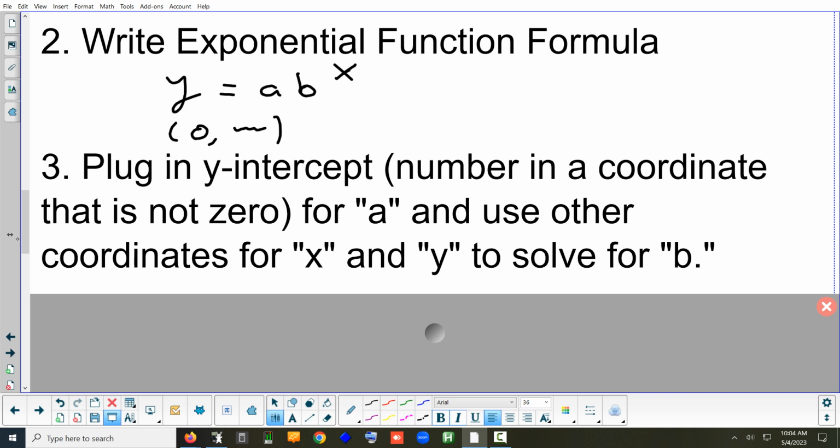And then this is the part that's a little bit different. We have to solve for b. Now, normally we would be able to just look at a table and see what you multiply by each time. Well, we don't have a table. So what are we going to do? It says use the other coordinate. And the other coordinate is going to have an x and a y in it. And we're going to solve for b in the formula.